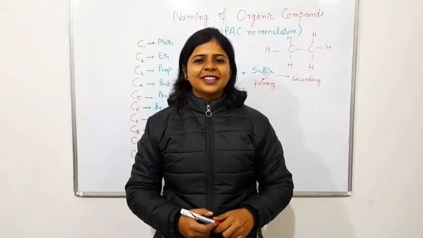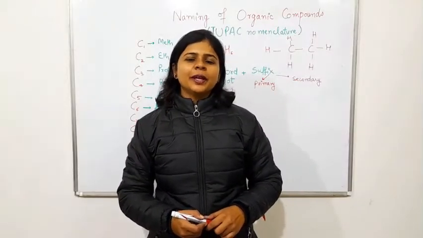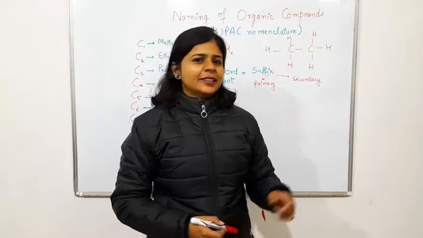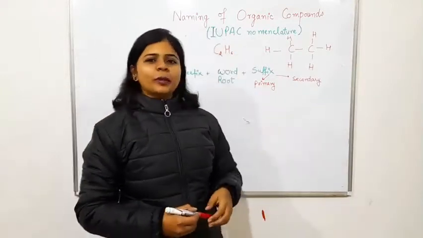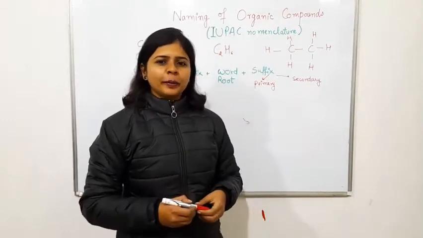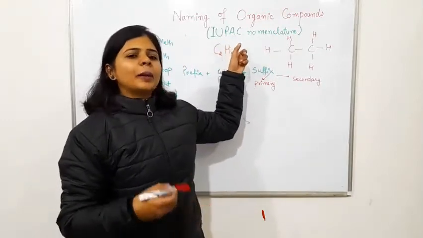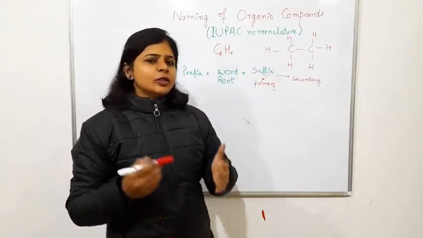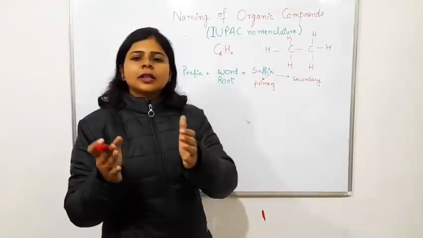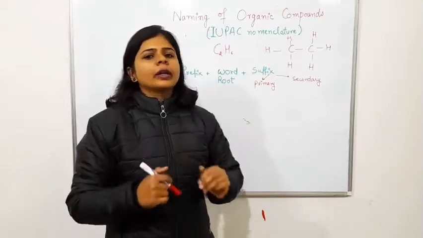Hello students, today we are going to learn about the naming of organic compounds. The system is called IUPAC nomenclature. Now what is the meaning of IUPAC? Its full form is International Union of Pure and Applied Chemistry. It is basically a society which gives certain rules for naming of any organic compound.